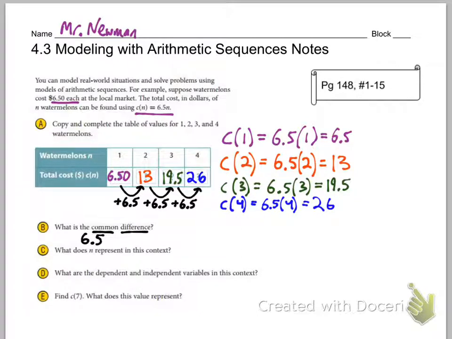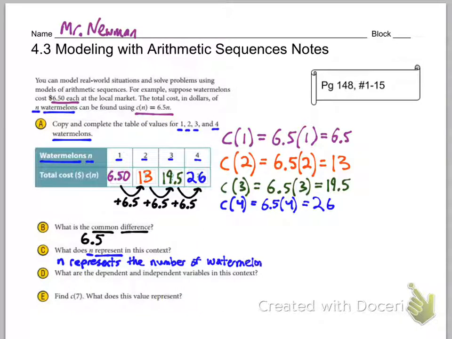What does n represent in this context? Well, let's see. We've got n watermelons, and it even says copy the table values for 1, 2, 3, and 4 watermelons. So I know those 1, 2, 3, 4 stand for watermelons. So n represents the number of watermelons.